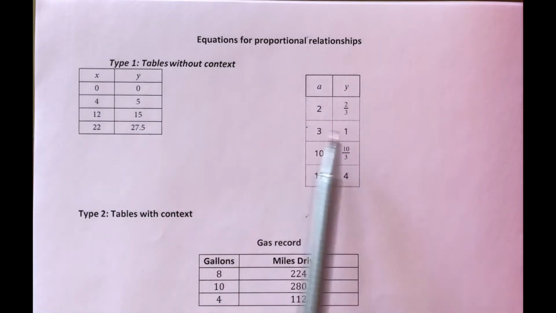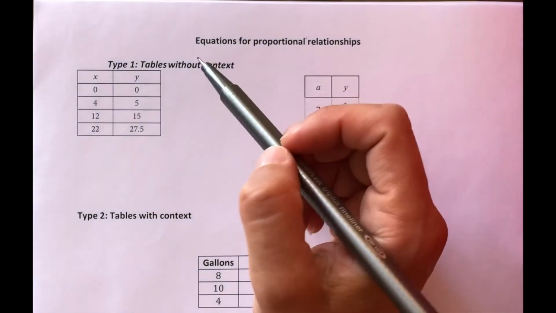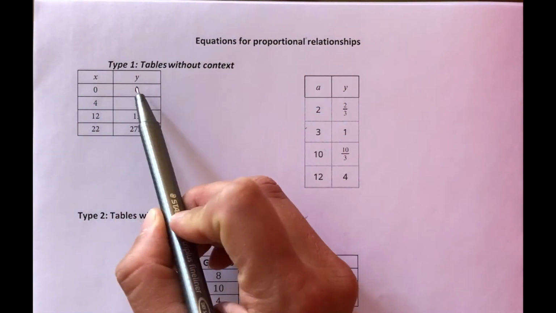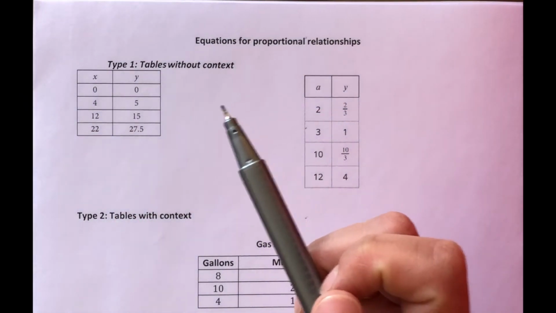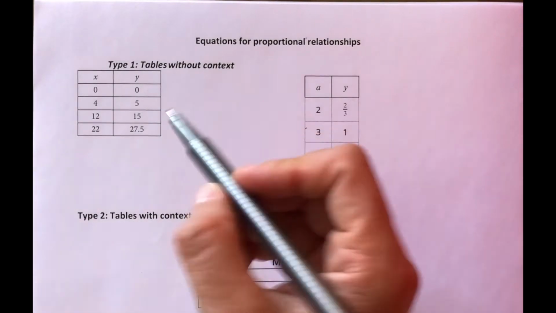So first of all, we're just going to look at a few tables that don't necessarily have a context, but they do have a relationship. So when I look at this first table here, I can see that the point 0, 0 is in the table, which means that it's going through the origin. So that's a hint that this may be proportional.